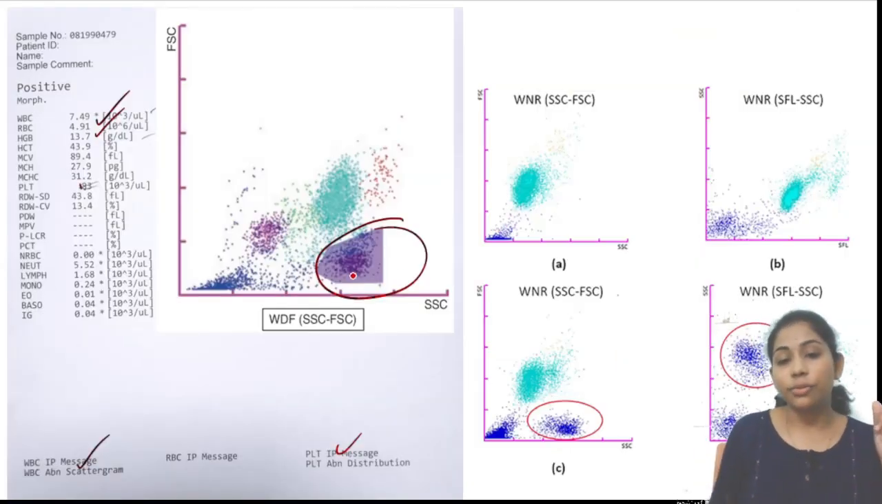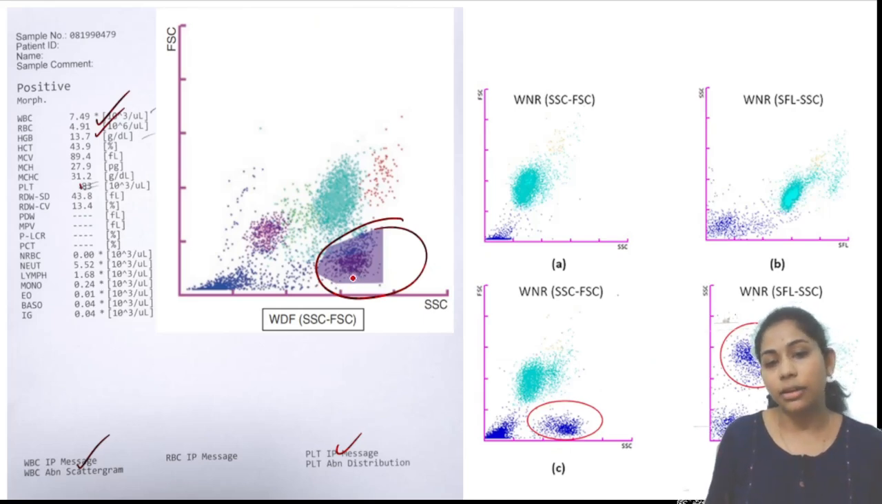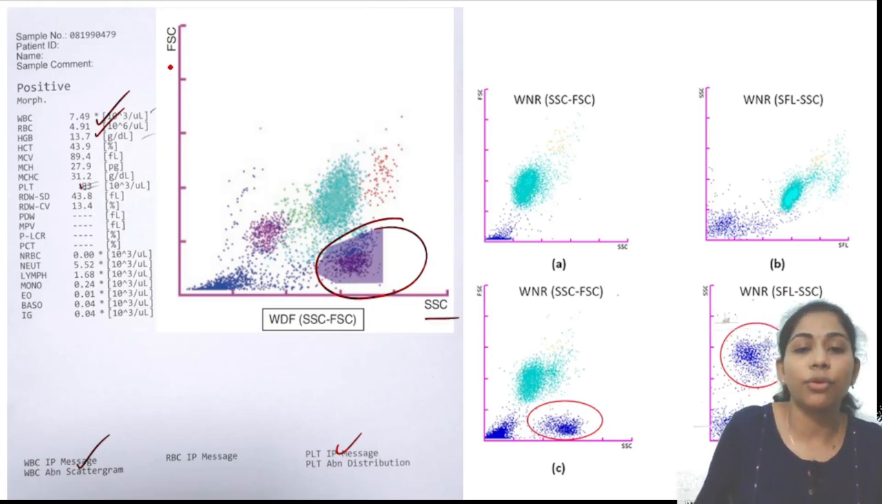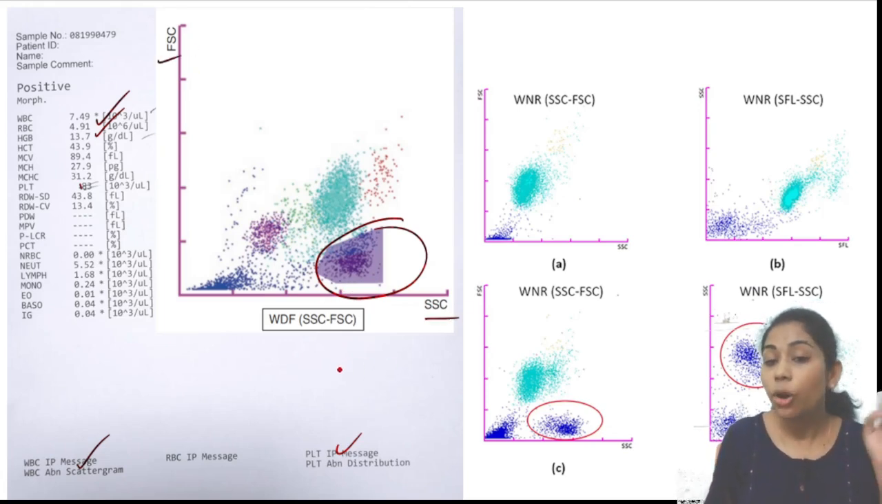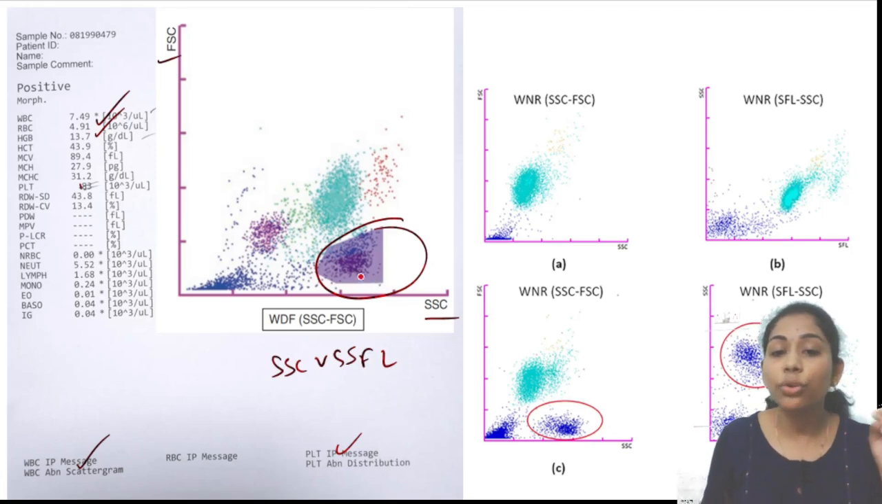This is one of the newer parameters in the Sysmex XN1000 series. If you see this kind of population highlighted in the WDF channel, plotted side scatter versus forward scatter, that is another thing you should see. Normally the WDF is plotted as side scatter versus side fluorescence. But if you want to see the malaria, you have to plot side scatter versus forward scatter, and in this area, the population is malaria.